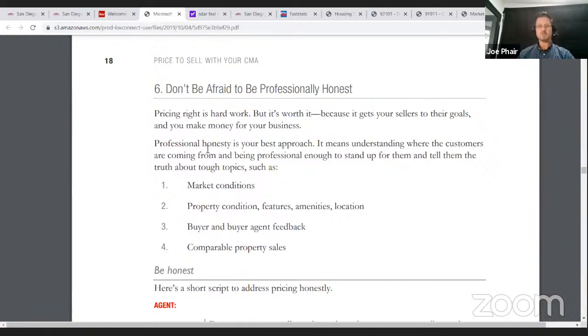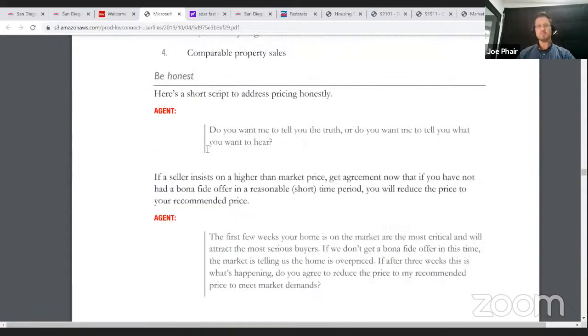So we're not going to go into too much scripting on this. Do you want me to tell you the truth, or do you want me to tell you what you want to hear? I wouldn't say that. I get that, that's one way to go, but that seems a bit borderline disrespectful to somebody. So I personally wouldn't say that. Here's what I would say.